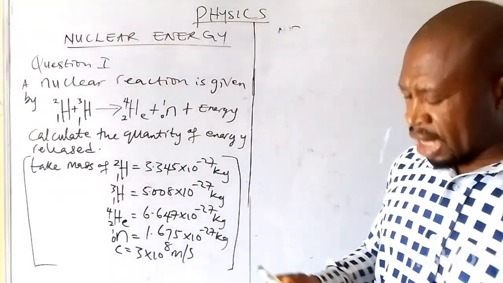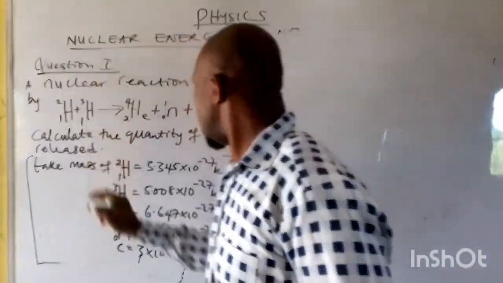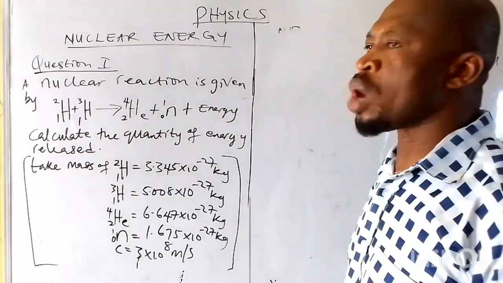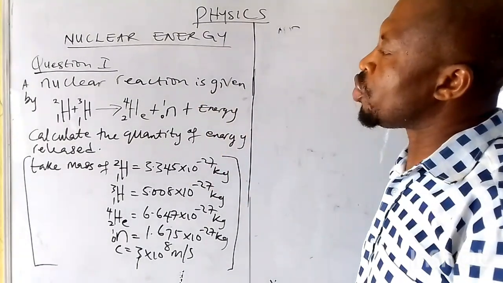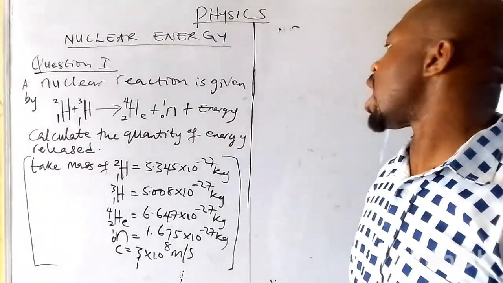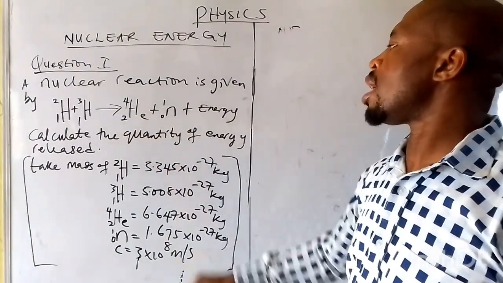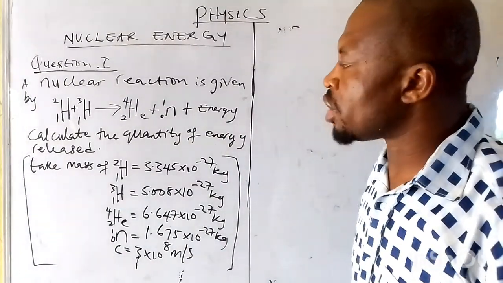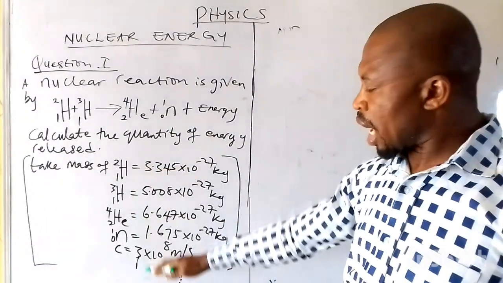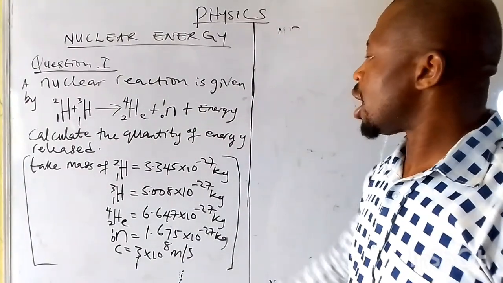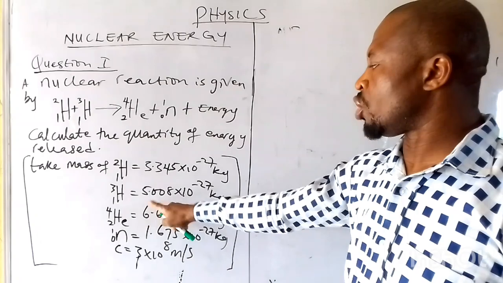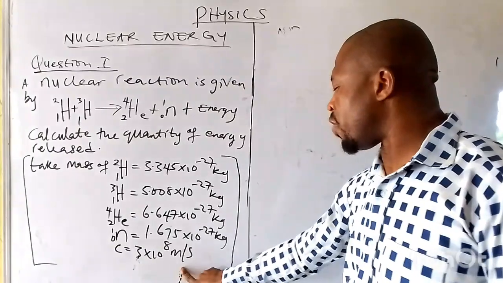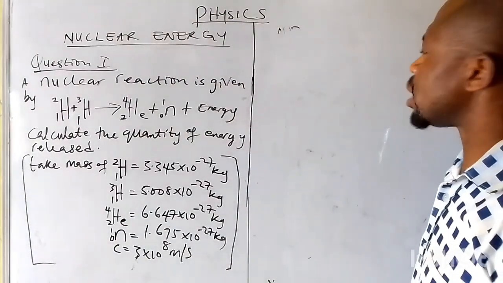Okay, we look at the first question. The first question here says, a nuclear reaction is given by the equation. We have the equation there, deuterium plus tritium, giving rise to helium and neutron plus energy. And they say, calculate the quantity of energy released. These are the masses given to us: mass of deuterium, tritium, helium, neutron, and then we have the value of the speed of electromagnetic wave.